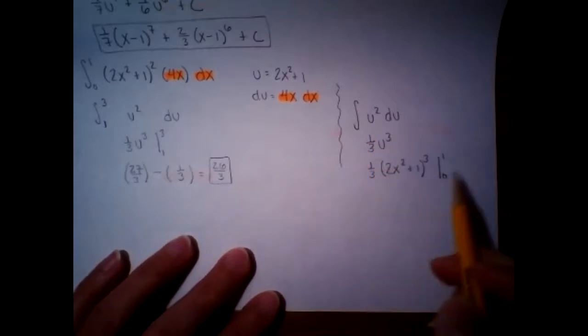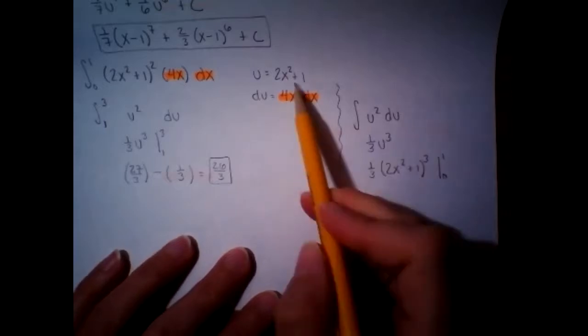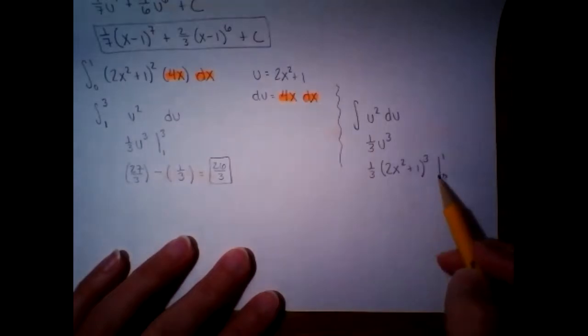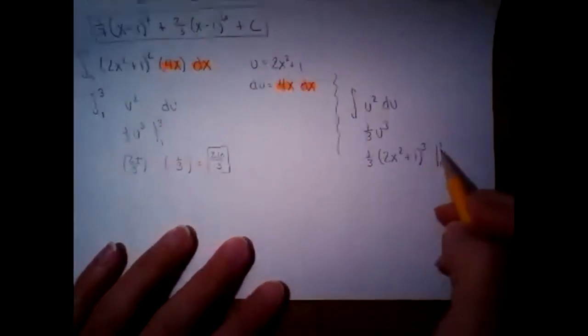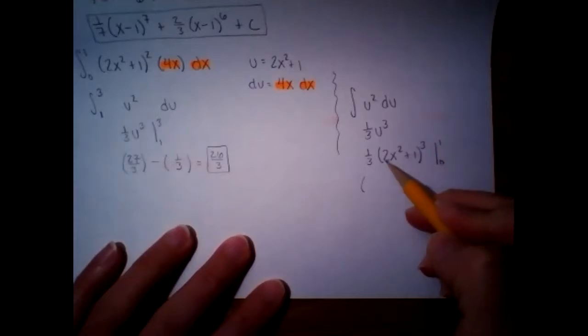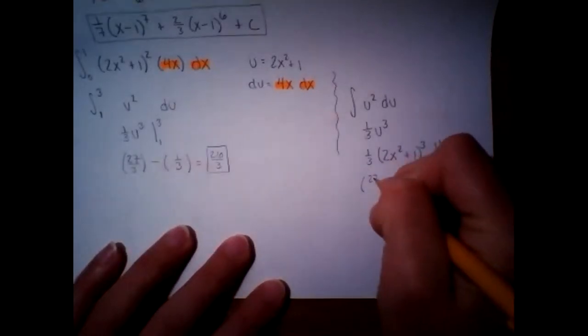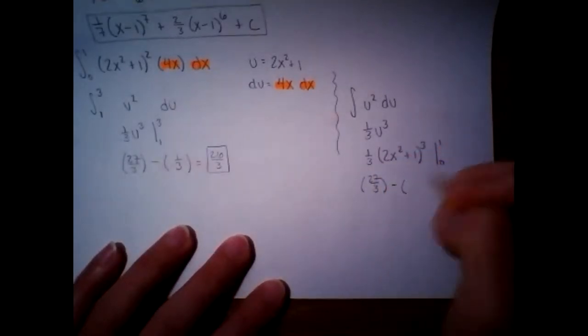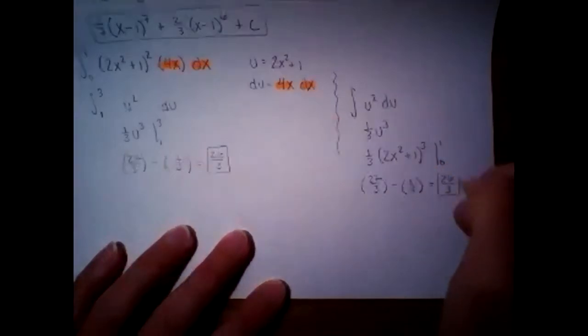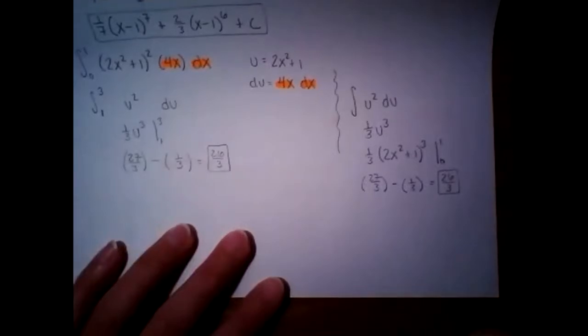So you don't have to change the boundaries, but you do have to plug this back in at the end, because again, these are x values, not u values. You will get the same thing. If you plug in 1, our upper boundary, you'll have 3 cubed, so 27 thirds, minus, and if you plug in 0, you're going to get 1/3. So it's going to come out the same, just an alternate method.